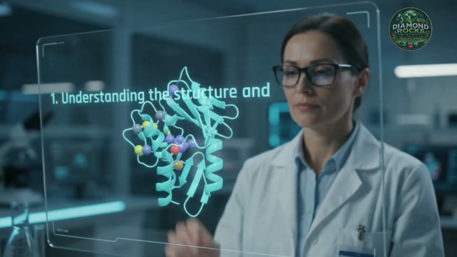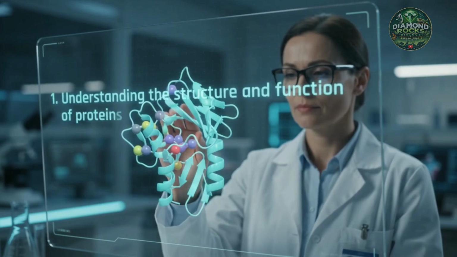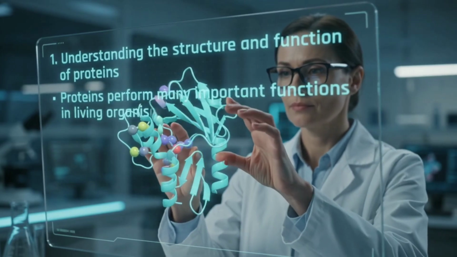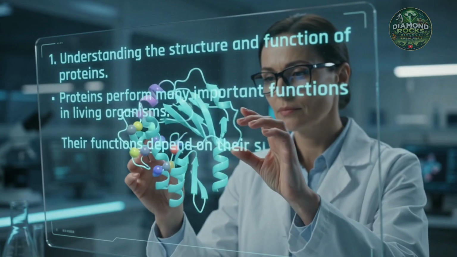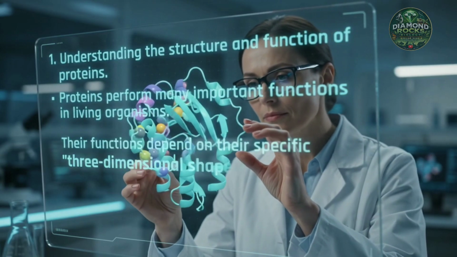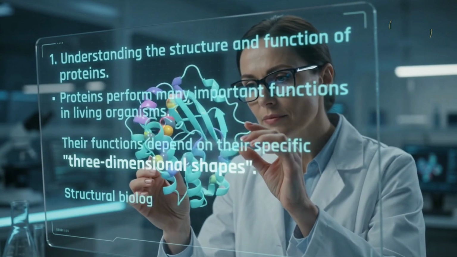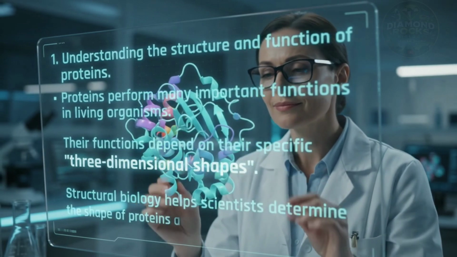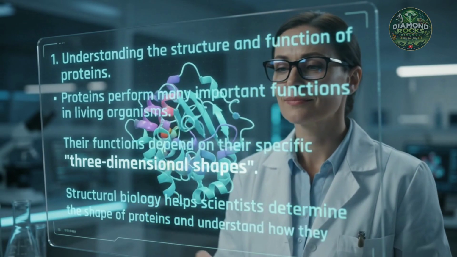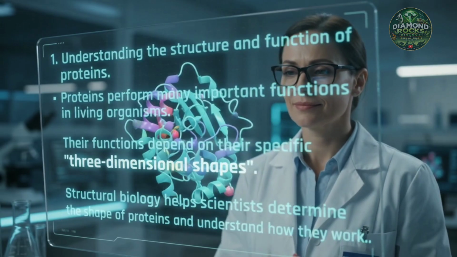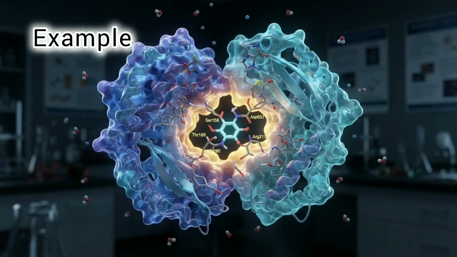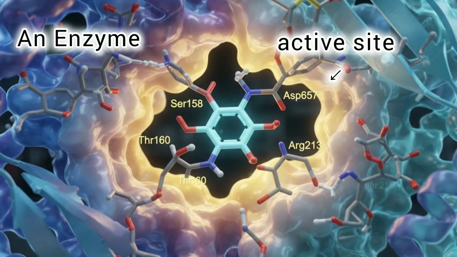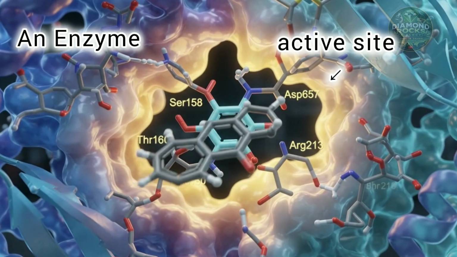1. Understanding the structure and function of proteins. Proteins perform many important functions in living organisms. Their functions depend on their specific three-dimensional shapes. Structural biology helps scientists determine the shape of proteins and understand how they work. Example: the structure of an enzyme shows how its active site binds with its substrate and helps carry out a biochemical reaction.